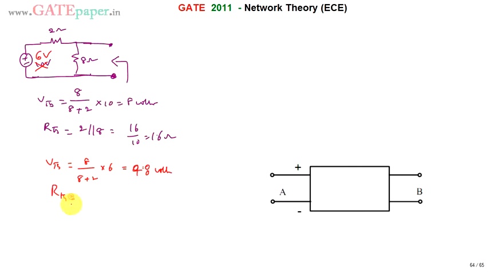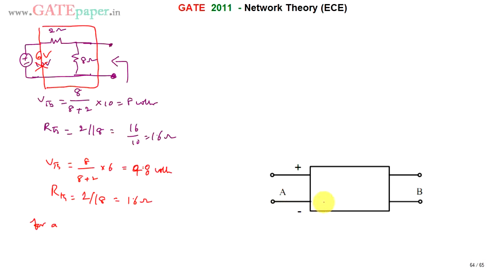RTH, Thevenin's resistance, can be calculated by short circuiting the voltage source and open circuiting the current sources if they exist. Now 6 volts will be treated as a short circuit. By that time 2 and 8 will be in parallel. So again 2 and 8 in parallel is 1.6 ohms. Even if the supply voltage changes, VTH changes but not RTH. So for A, now you can think of this, this is the circuit given, a 2-port network.